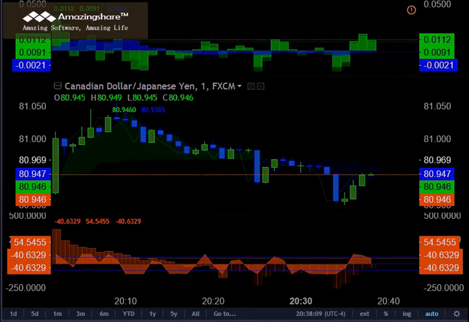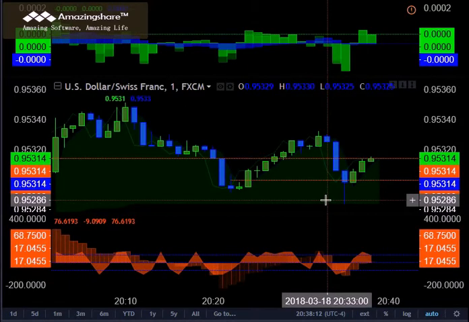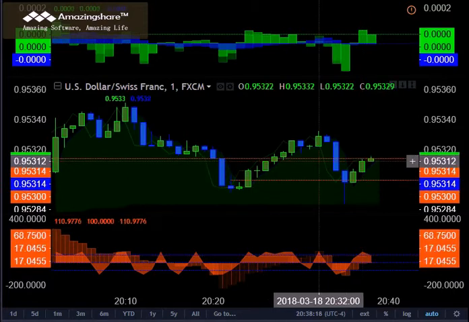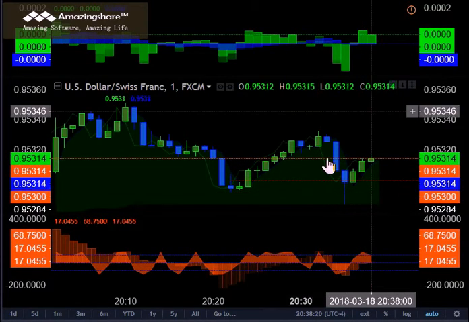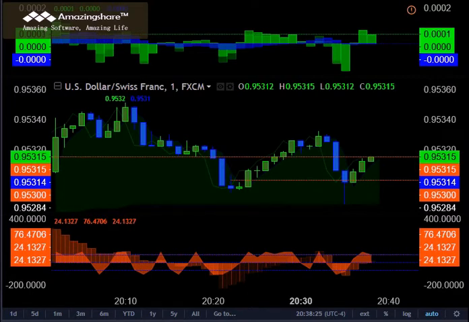US dollar, Swiss franc, we have a long position on that trade we're keeping an eye on. Again, we're looking for that to move from this 95.25 up to this 95.95 today. US dollar, Swiss franc, we're watching that trade this week.